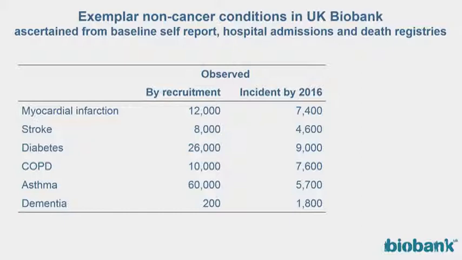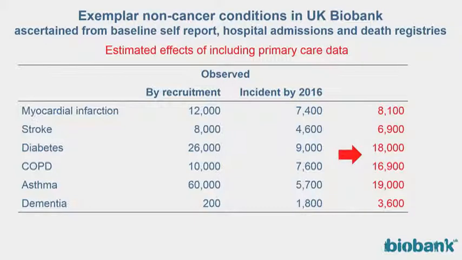We've also been dealing with a wide range of non-cancer conditions, focusing on those that are commonest and creating the greatest public health burden. So here's a few examples showing you the numbers of cases that had already occurred within the hospital records and by self-report by the time of recruitment, and then emerging during the course of follow-up. And here I show also the impact of including information from primary care, where we've been able to model the additional number of disease cases we would identify were we able to link across the entire cohort to primary care data. So you can see in some cases, for example, for diabetes, we just about double the number of cases.